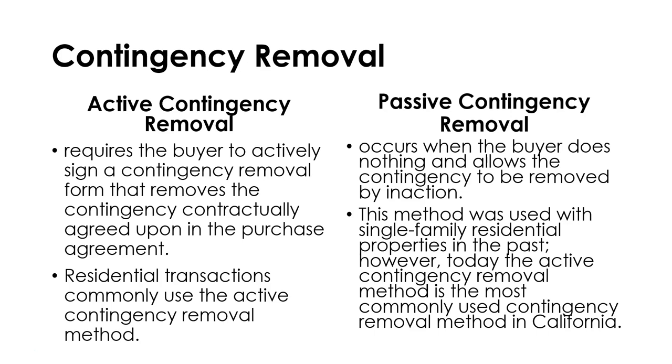It was in the past, but now we commonly use the active contingency removal, and that really does show that it's harder to make a mistake. With passive, maybe they were misreading it or counting the days wrong, thinking that on the 17th day they could still get out of the contract. And no, they can't get out of the contract due to that contingency because it was passive contingency removal. So that's why active is super important.